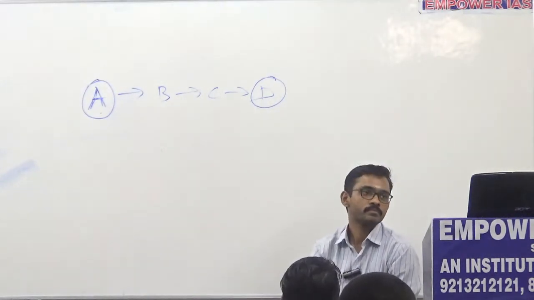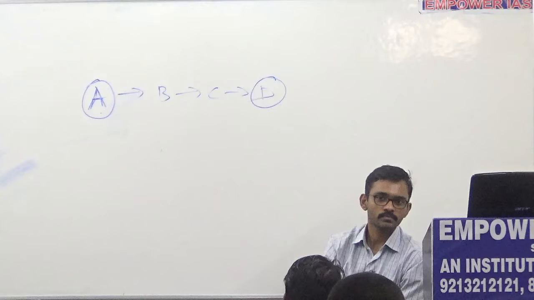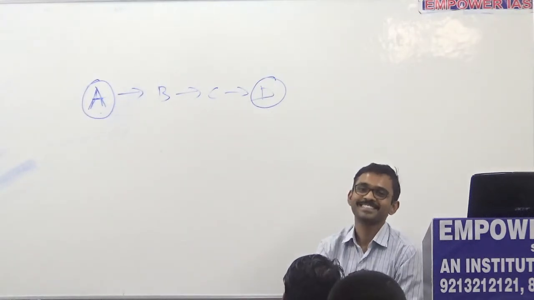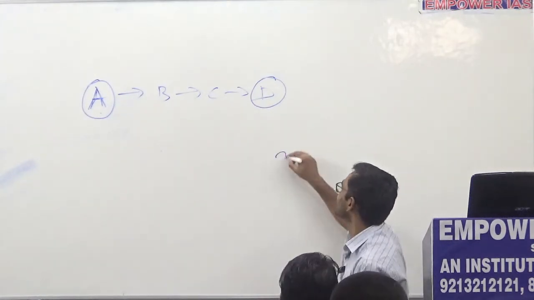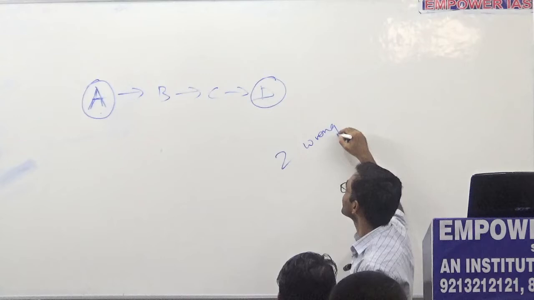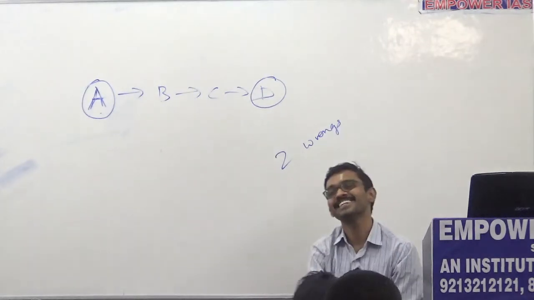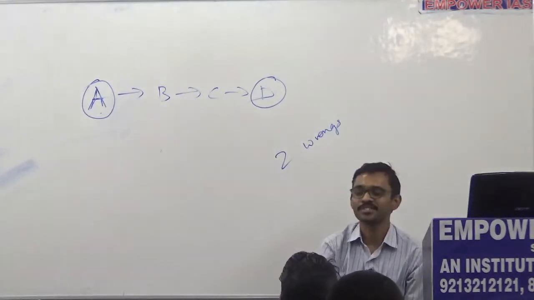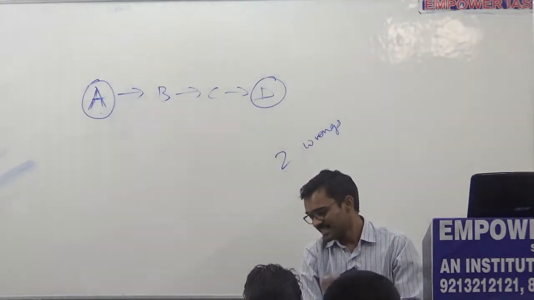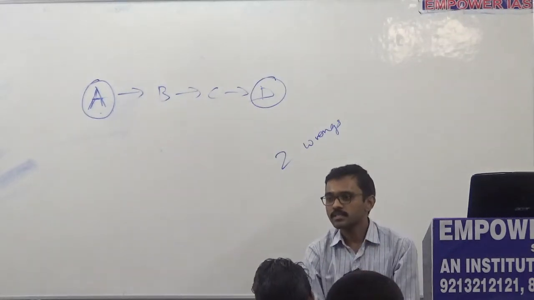But two wrongs means more than one wrong. Yes, more than one. It can be three wrongs also, four wrongs also. It's just a way of saying two wrongs. So these are all fallacies.